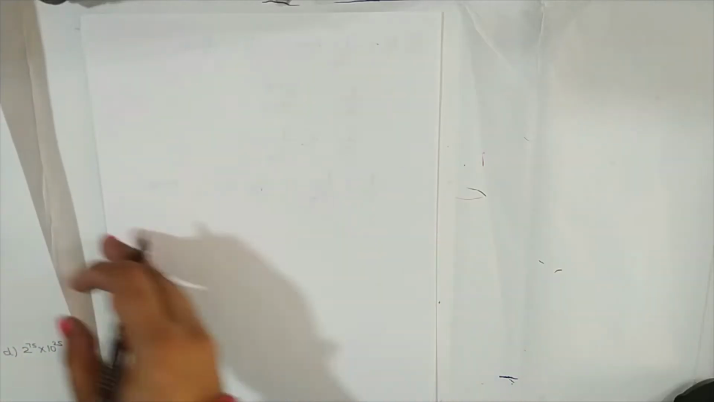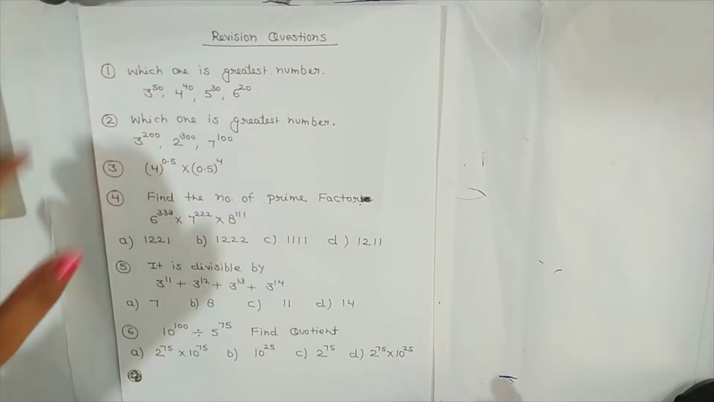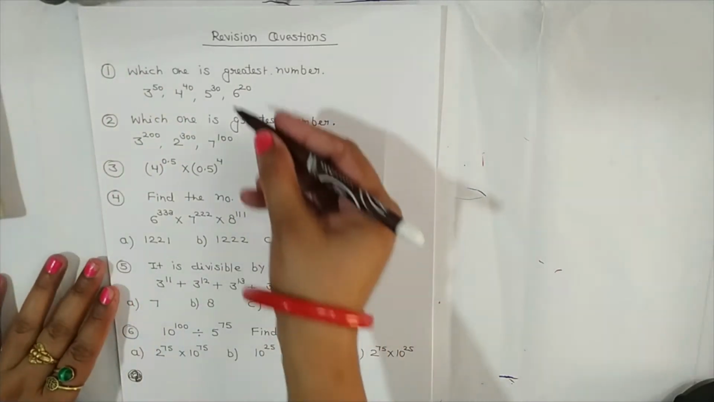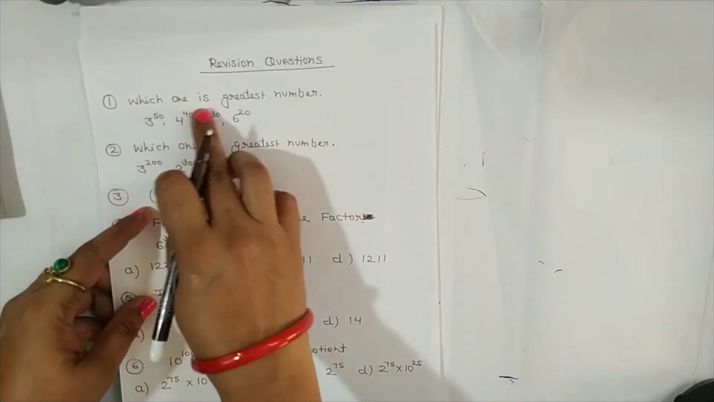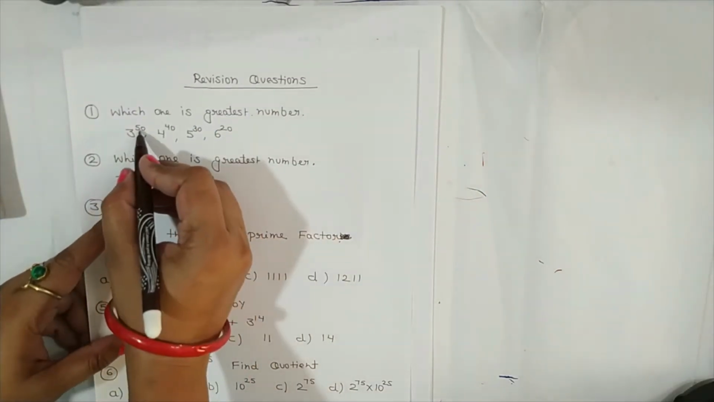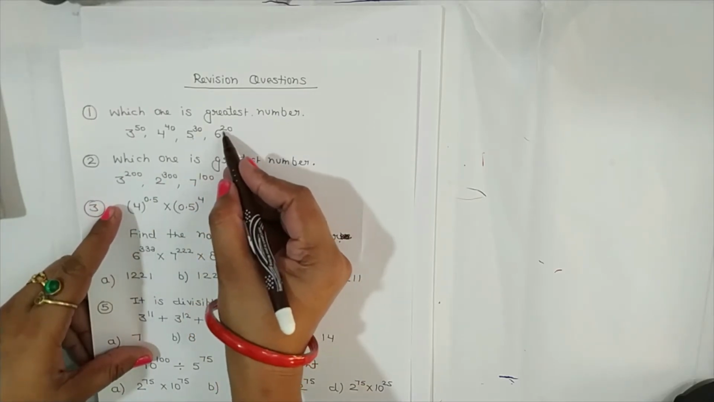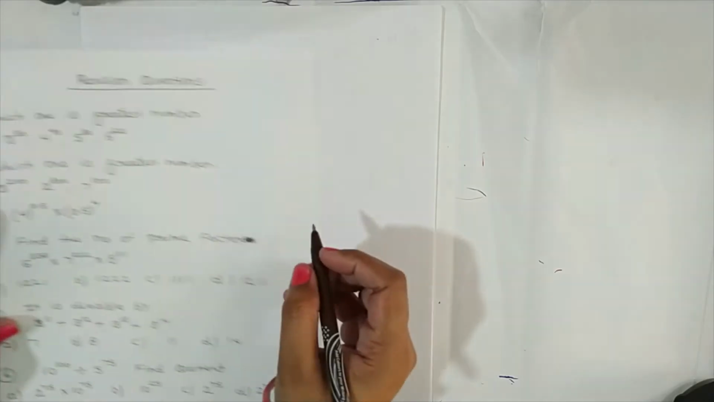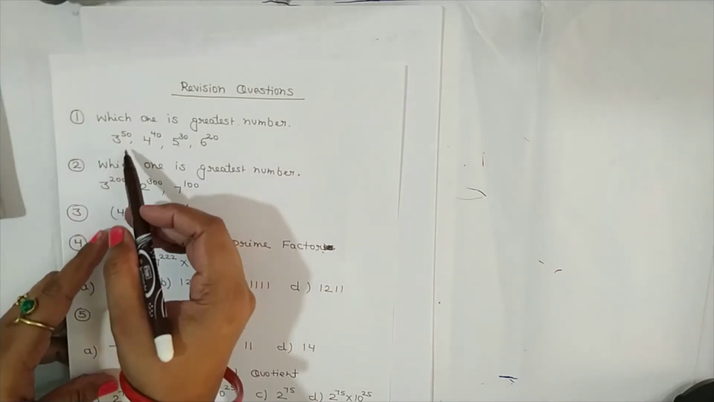In this video, we will discuss some questions based on the number system. So these are the questions. There are 6 questions. First question: which one is the greatest number? 3 to the power 50, 4 to the power 40, 5 to the power 30, and 6 to the power 20. So first, step 1, we have to make the powers equal.